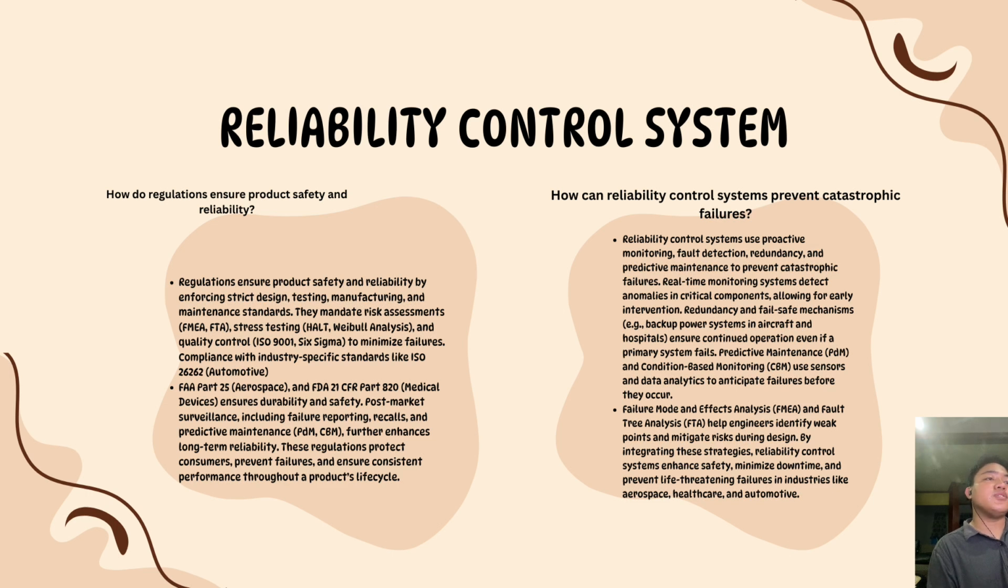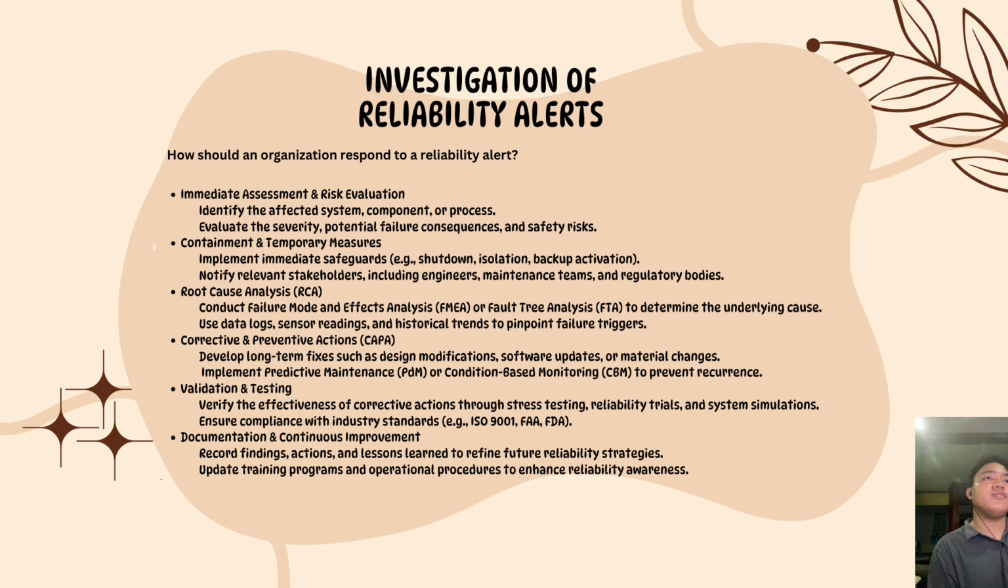Predictive maintenance and condition-based monitoring use sensors and data analytics to anticipate failures before they occur. Failure mode and effects analysis and fault tree analysis help engineers identify weak points and mitigate risks during design. By integrating these strategies, reliability control systems enhance safety, minimize downtime, and prevent life-threatening failures in industries like aerospace, healthcare, and automotive. Next, reliability alerts.